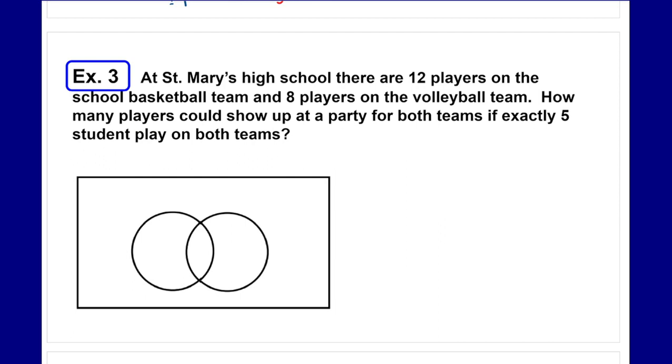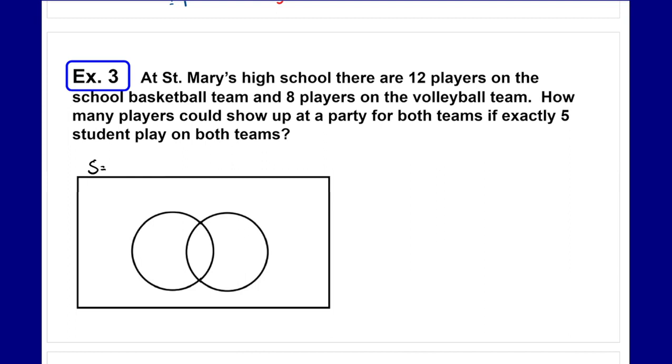Another scenario. At St. Mary's High School, there are 12 players on the school basketball team and 11 players on the volleyball team. How many players could show up at a party for both teams if exactly 5 students play on both teams? So in this case, we don't know how many students there are in total. So we don't know how many individuals there are in this sample space. We're assuming that there's no one else in this scenario that doesn't play on either team. So you do have to make that one assumption here.